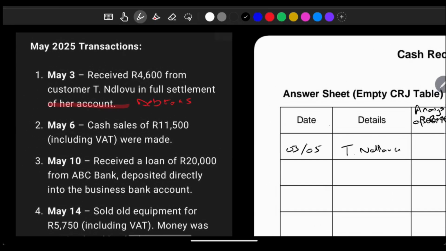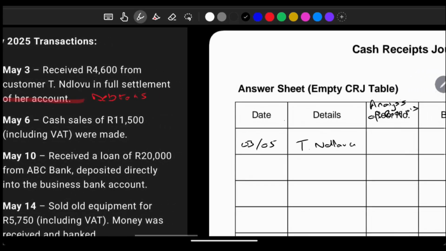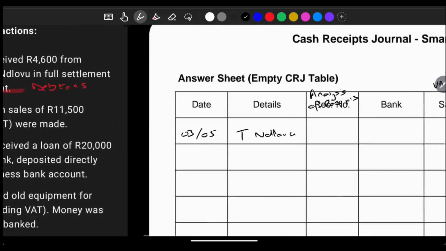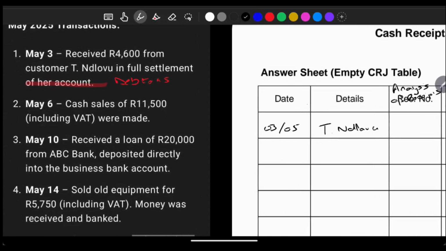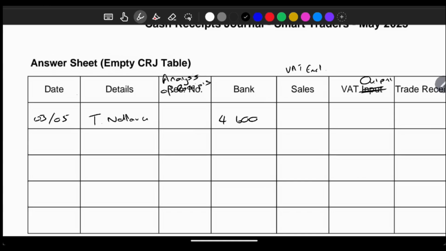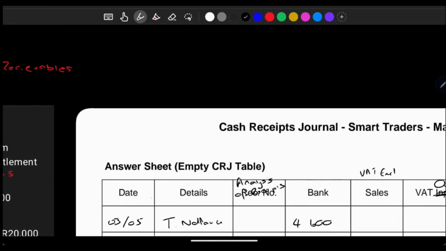Now, she's paying her account. She doesn't get a receipt on that. Remember, receipts we said is mainly for the cash register roll. So we would say that 4,600 would go to bank, but would not go to sales, because we're not selling. We sold to her before.